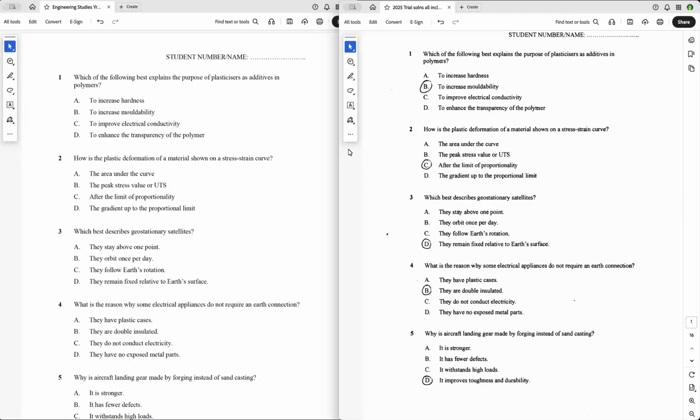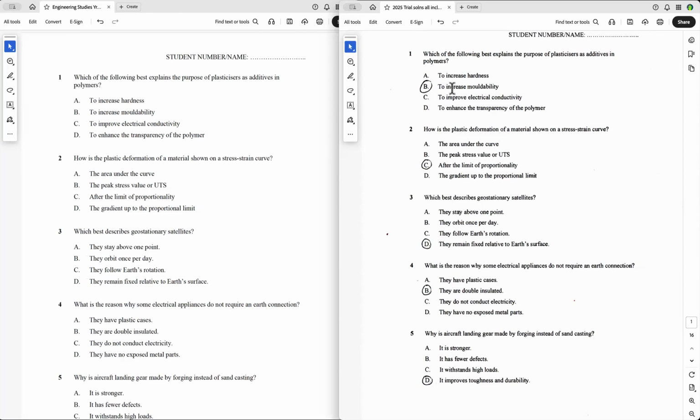In this video, I'm reviewing the 2025 independent trial that I set. So we start with the multiple choice first of all. Which of the following best explains the purpose of plasticizers as additives? And this is, of course, it increases moldability. You can see that on page 138 of the engineering book.